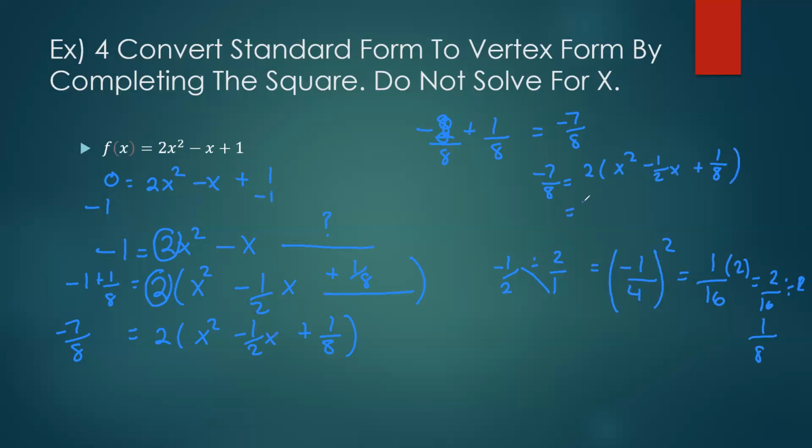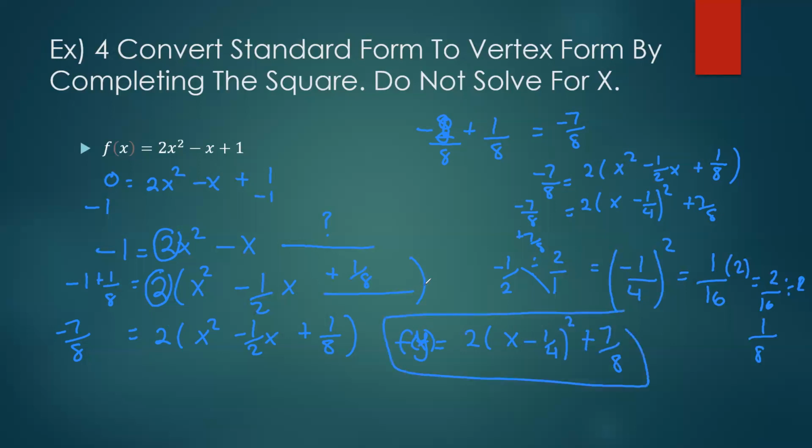Okay, and then put this in factor form. So this is going to be x, and then half of b, we said, was -1/4, squared. And then over here you have -7/8, and then you add 7/8, add 7/8. So our final answer is y equals, or f of x equals, 2 parentheses x minus 1/4 squared plus 7/8. Okay, so this is your final answer in vertex form.